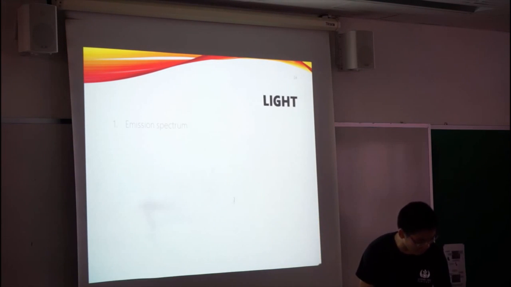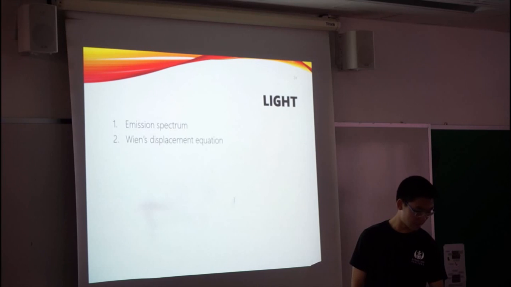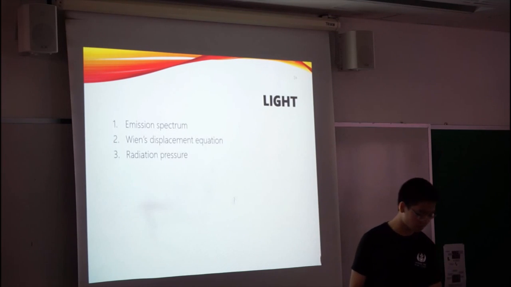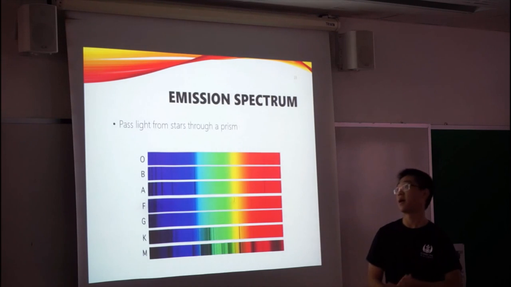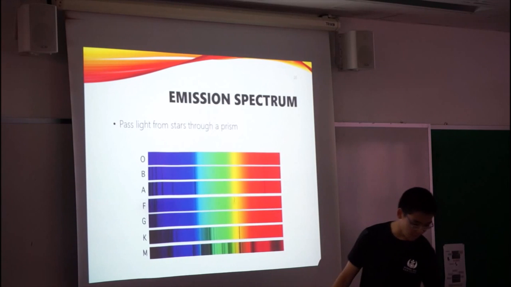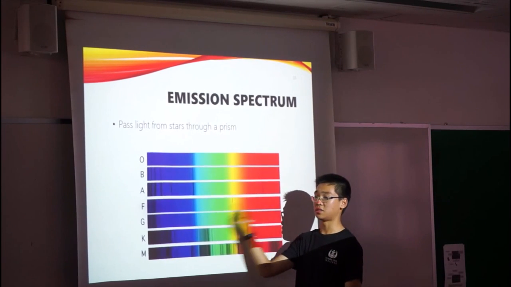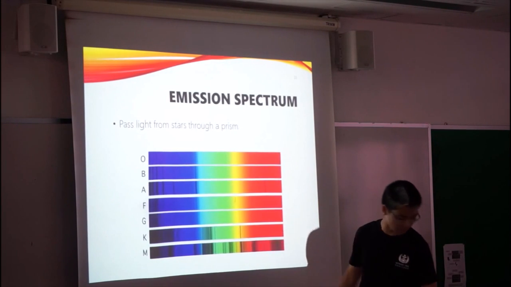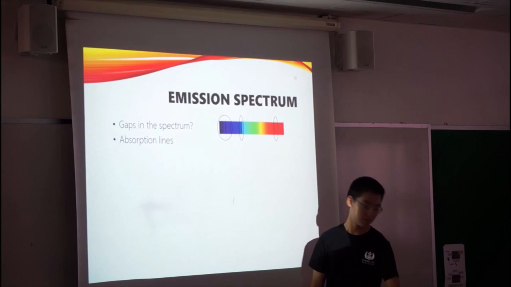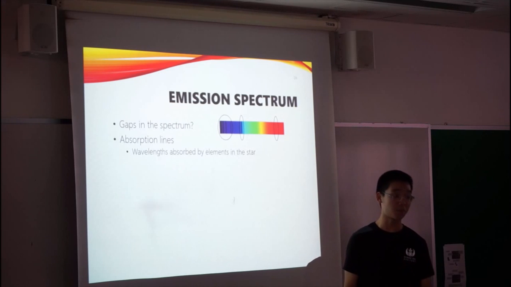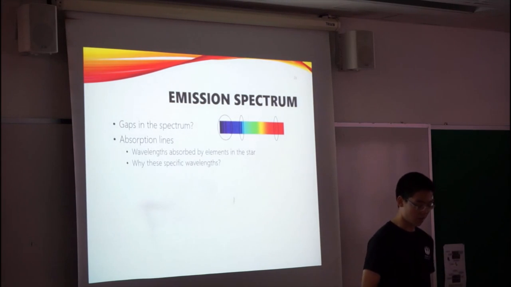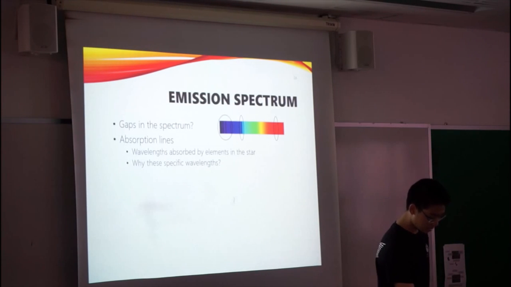In this topic, I will cover the emission spectrum, Wien's displacement equation, as well as radiation pressure that I talked about just now. So for the emission spectrum, basically this is what you see. We pass the light through a prism, and you'll notice that instead of a continuous spectrum, you will see gaps in there. These are known as absorption lines. Basically this means that those wavelengths are absorbed by the elements within the star. However, you're probably asking why these specific wavelengths and not other wavelengths.